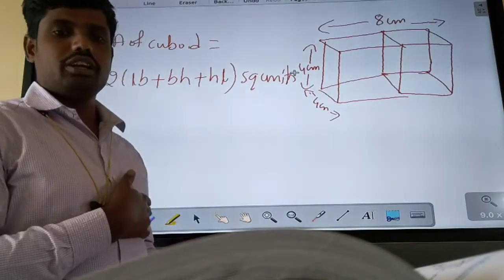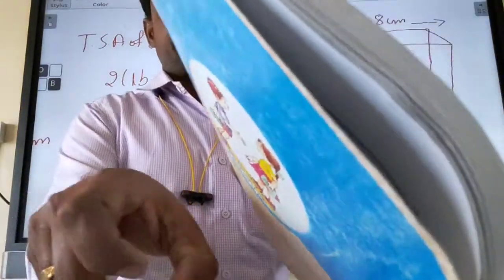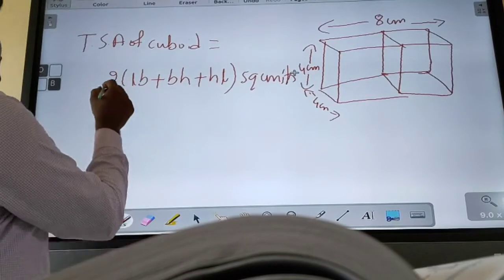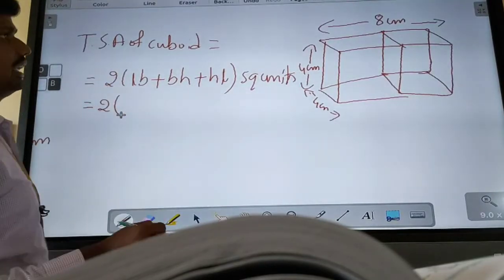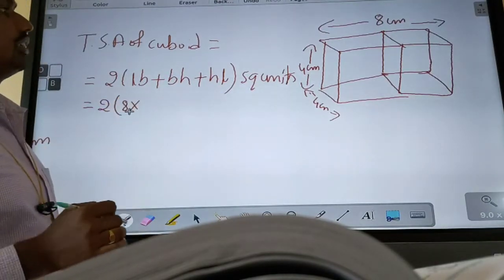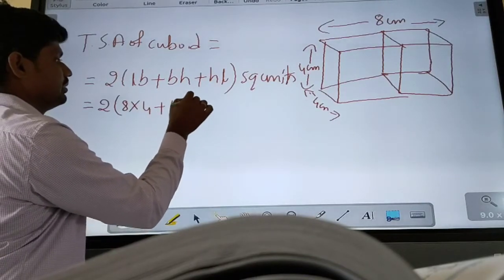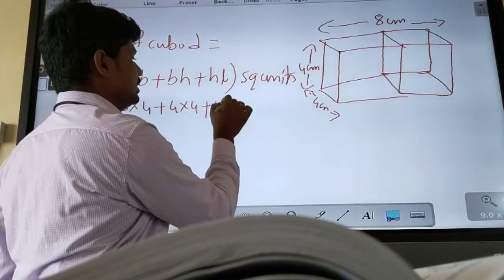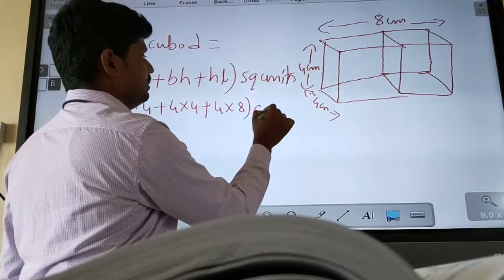Now substitute the values, children. See, what is the value of l? Write as it is. What is the value of l? 8, no? 8 into, what is the value of breadth? Breadth 4, plus breadth 4 into height 4, plus height 4 into length 8. So the unit is square centimeter.